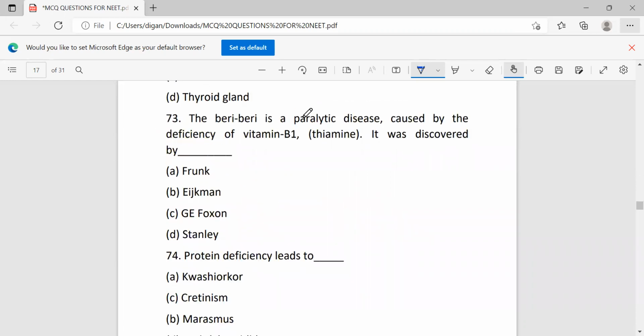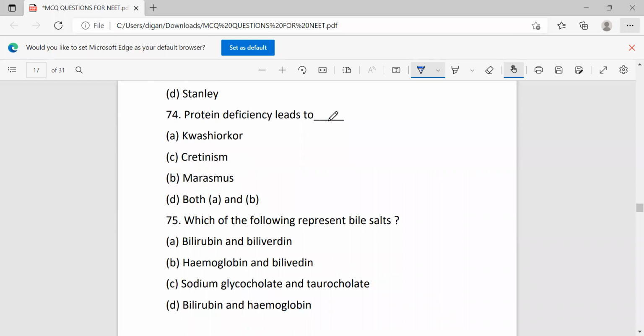Next, beriberi is a paralytic disease caused by the deficiency of vitamin B1, thiamine. It was discovered by which of the scientists? So for 73, correct option is B. Next, protein deficiency leads to kwashiorkor, and four options are given, and for this the correct option is option A.